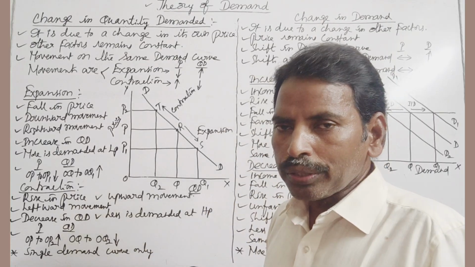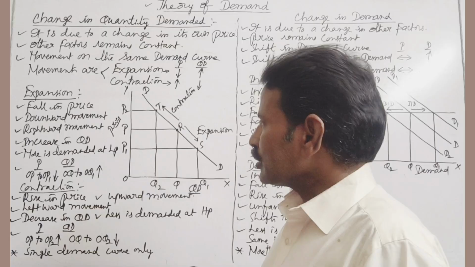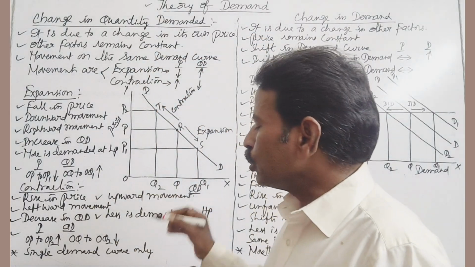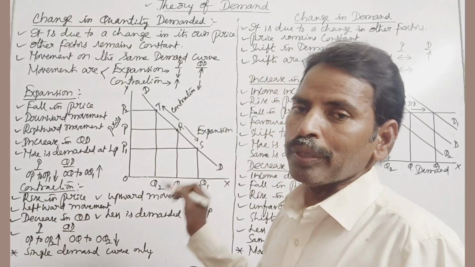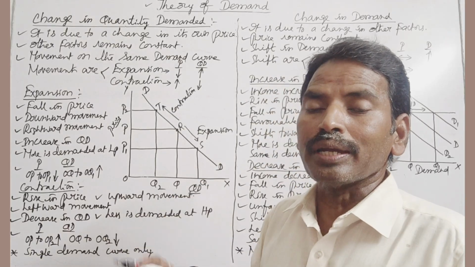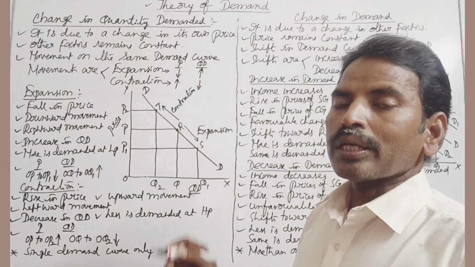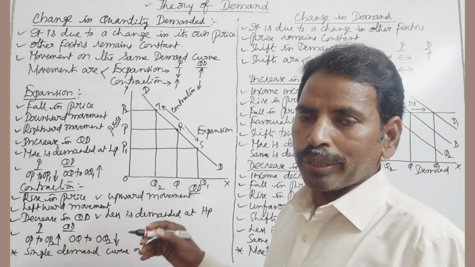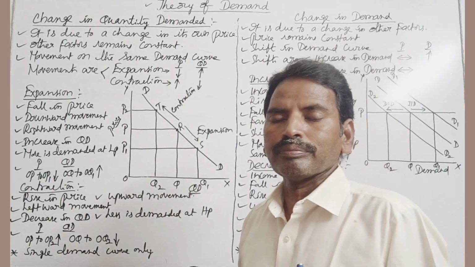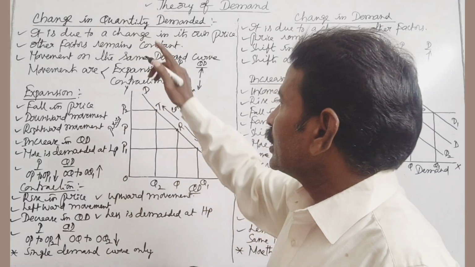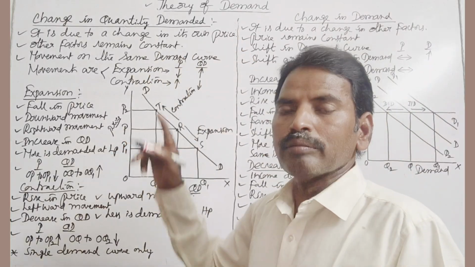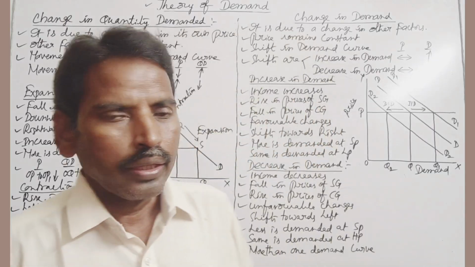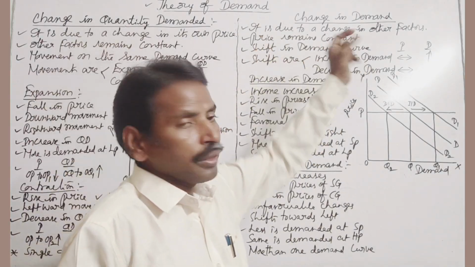Contraction. One important point here is, when there is a change in quantity demanded, only a single demand curve appears. Only one single demand curve. The consumer moves downward or upward on the same demand curve. This is called change in quantity demanded. Next, another one is change in demand.